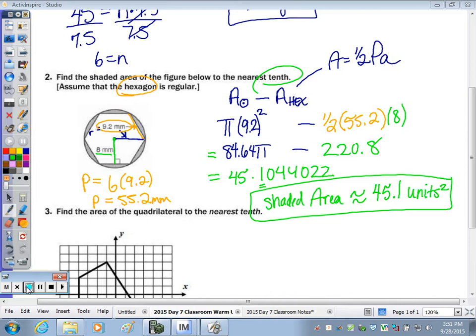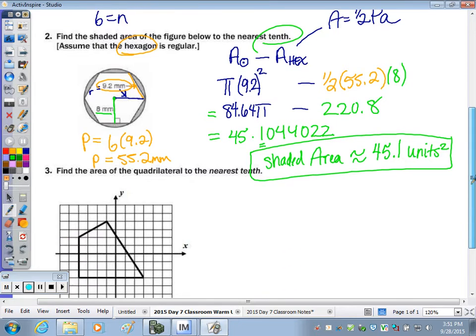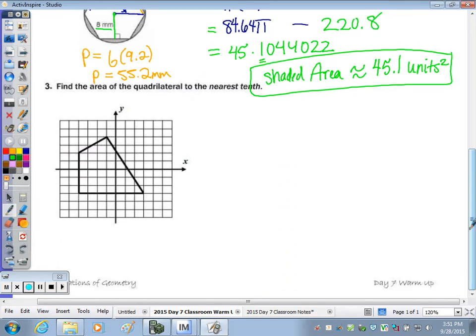In number 3, it says find the area of the quadrilateral to the nearest tenth. Last class, we skipped the back of the day 6 notes, which was finding the perimeter and area of a triangle in the coordinate plane. Same idea here: find the area of a quadrilateral within the coordinate plane. If you looked at my homework, you saw how to do these types of problems. They're called box-in area problems.